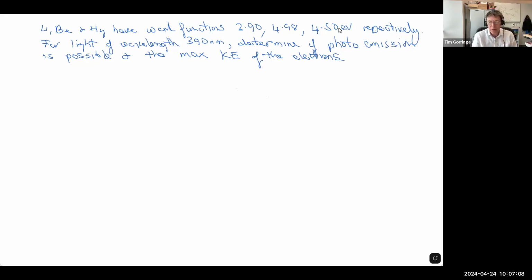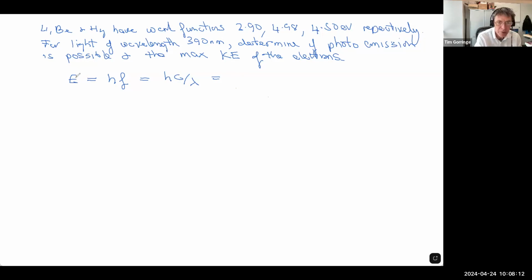To solve this problem, the first thing I want to calculate is the energy of photons that correspond to 390 nanometers. Again, thinking about light as photons, a stream of photons, is the key to the photoelectric effect. We want to know the energy of the photons corresponding to this light of 390 nanometers. So here's the relation I'm going to use to determine the energy of the photons from the wavelength of the light. This is a combination of two important equations.